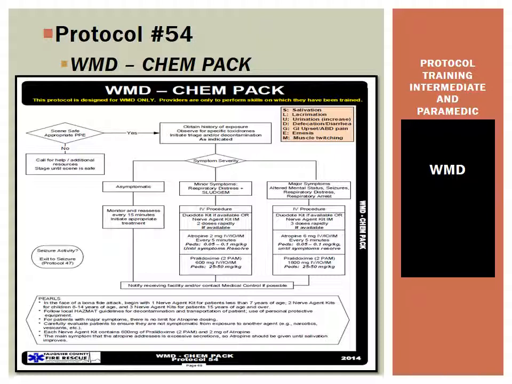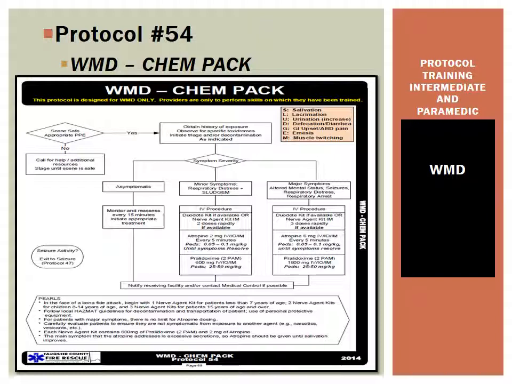For the minor symptoms, we're going to administer atropine at 2 milligrams IV-IO or IM every 5 minutes. The pediatric dose is 0.05 to 0.1 milligrams per kilogram until the symptoms resolve. And we're also going to give the pralidoxime, or the 2-PAM, at 600 milligrams IV-IO or IM, and the pediatric dose is 25 to 50 milligrams per kilogram.